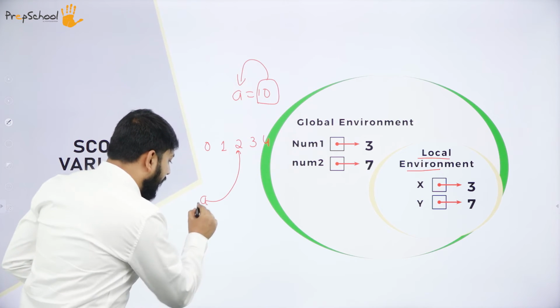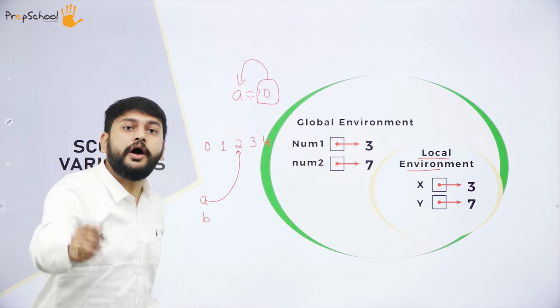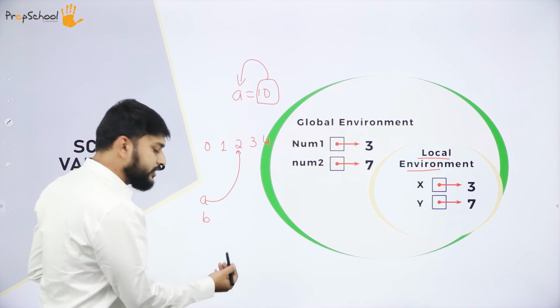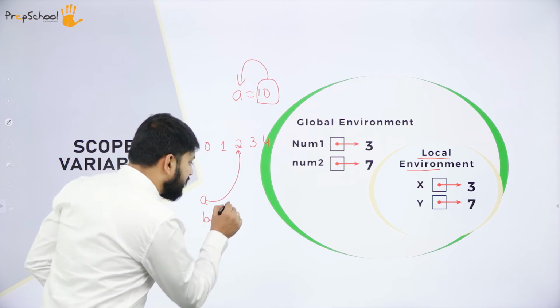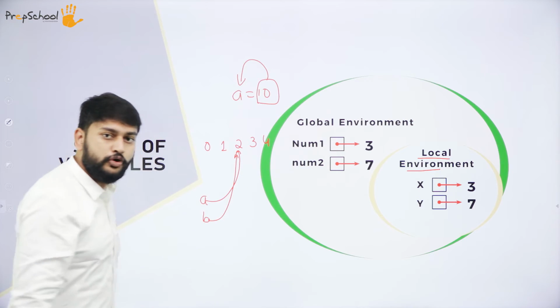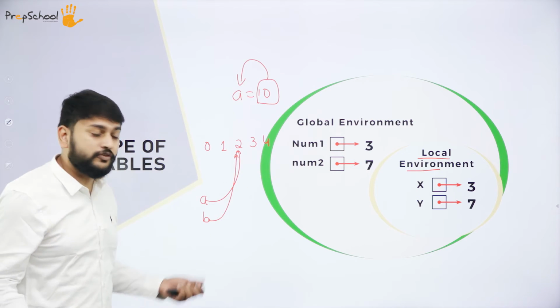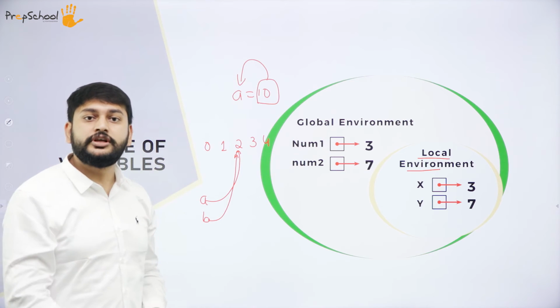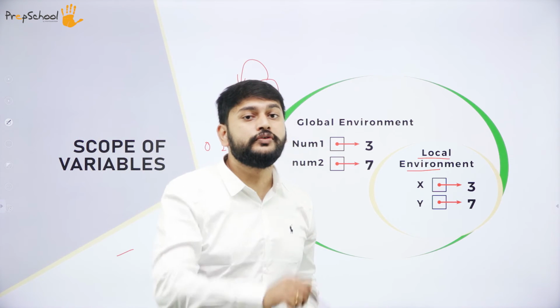For example, I have b. In this b also, I want to store the value 2. So dear students, I will store the same reference of 2 in b also. I don't store the value exactly. I will just store the reference. That is what you need to understand.